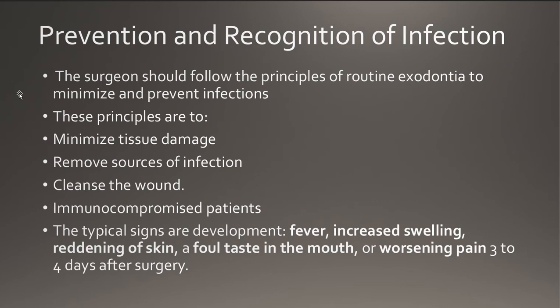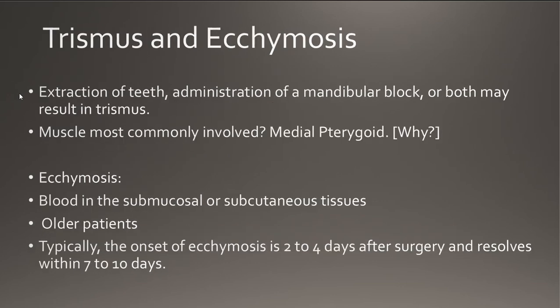Now, trismus is usually due to the local anesthesia, and usually the medial pterygoid is the most commonly involved muscle. Ecchymosis can be bleeding in the subcutaneous or submucosal tissue. In older patients, it usually appears in 2 to 4 days, and resolves within 7 to 10 days.